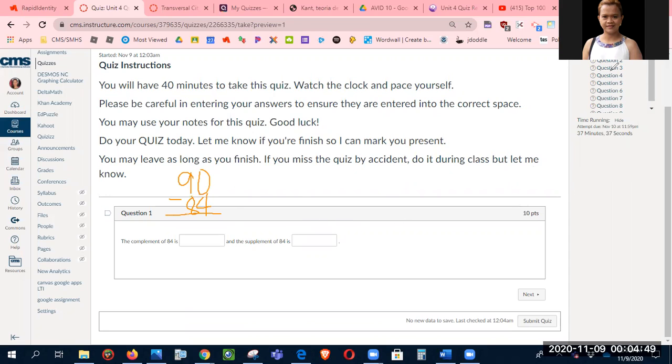For supplementary, it means that the two angles equal 180. So 180 minus 84 is equal to 96. Let's proceed to the next one.